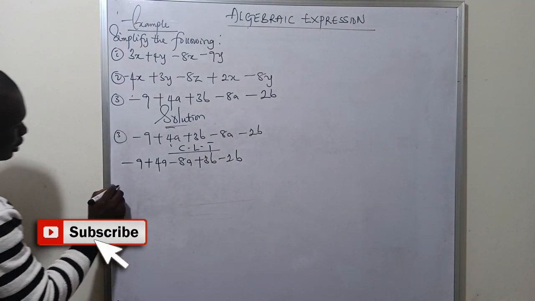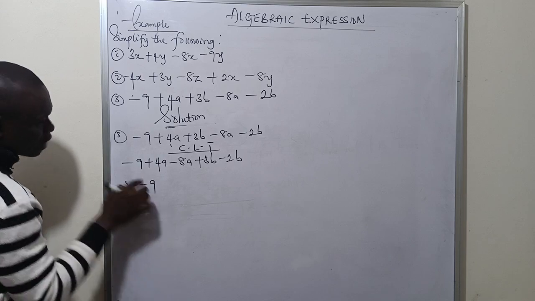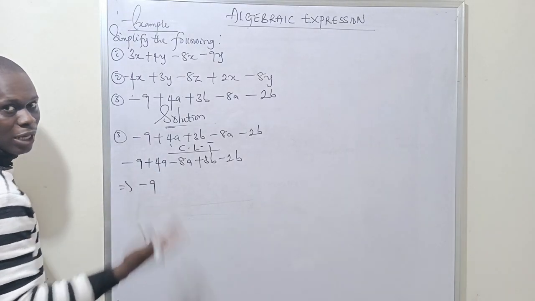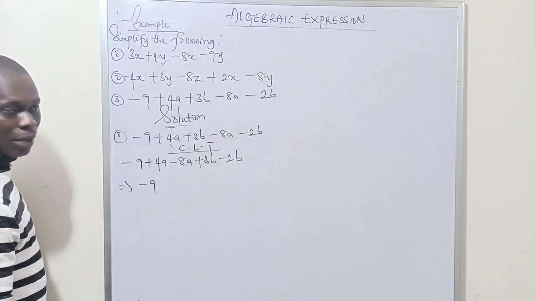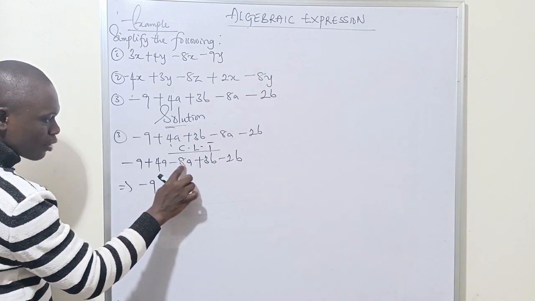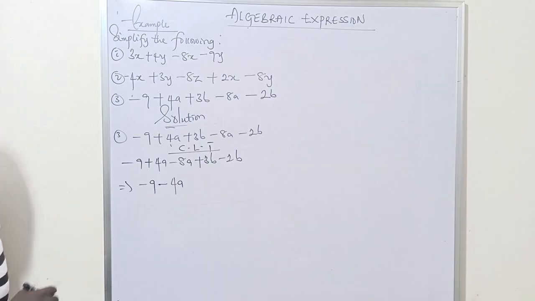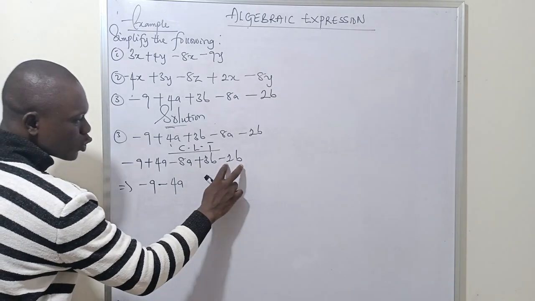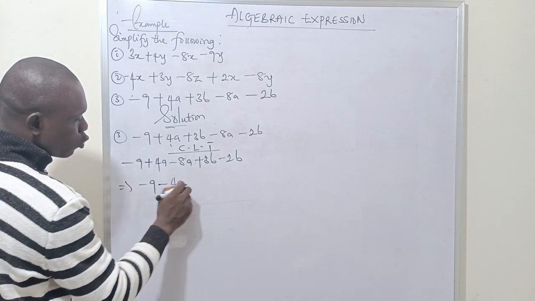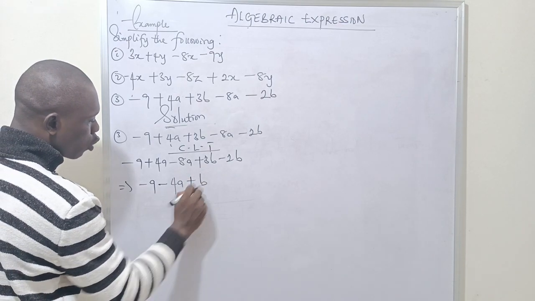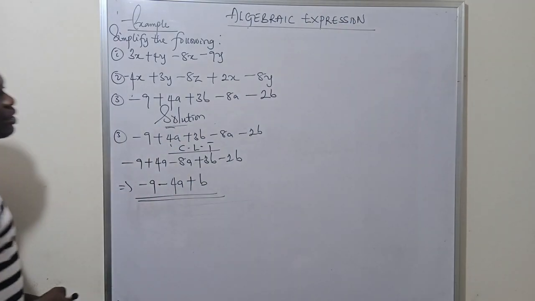So from here, I can say this is the same thing as your minus 9. Minus 9 cannot add up with this because they are not the same terms. Now 4a minus 8a will give us minus 4a. Then 3b minus 2b will give us 1b. I told you, instead of writing 1b, just put b. This is the final answer.